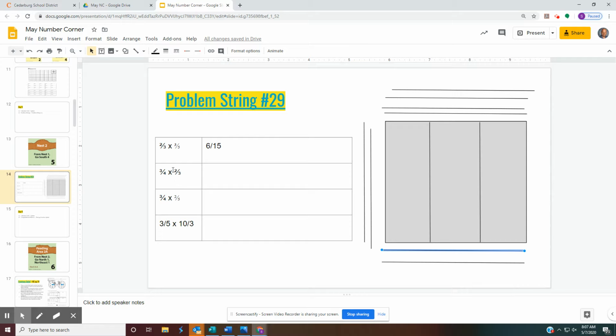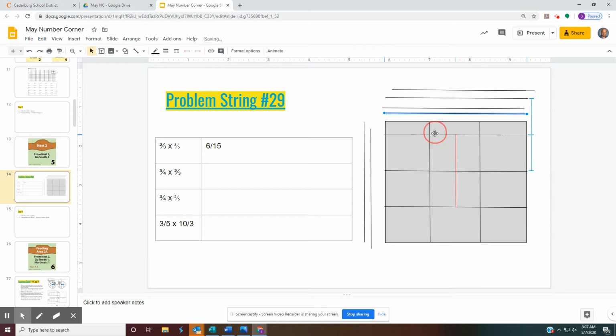Okay, so we're going to maintain the thirds. So I'm going to keep thirds here, but then I'm now dividing it by 3/4. So I have to add 3 lines. There you go. And I'm going to use those 2/3, and now I have 3/4. So what do you notice here? How many spaces does it overlap?